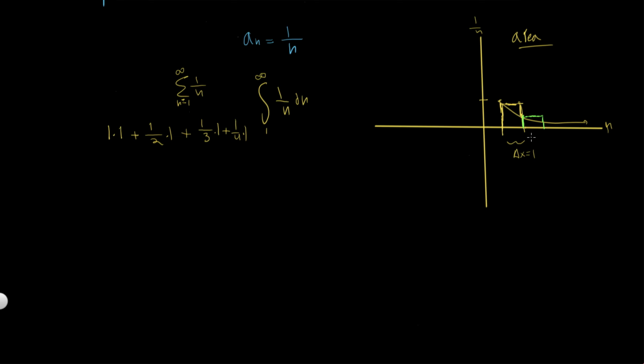And once again, this is 1. The length of that is 1. And then our third one would be 1/3. Our value of 1 over n would be 1/3. Delta x would again be 1, and it would look something like that.